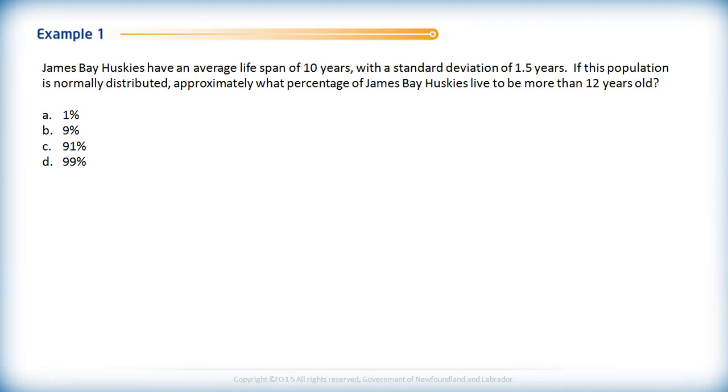It says James Bay Huskies, they're way up there in Ontario, have an average lifespan of 10 years. So I'm going to draw a picture right away. We've got an average lifespan of 10 years, so there's our 10. Standard deviation of 1.5, so we go to 8.5 and 11.5. This population is normally distributed.